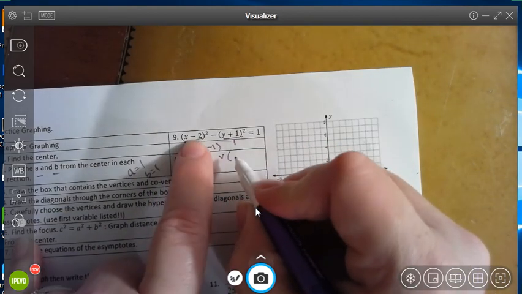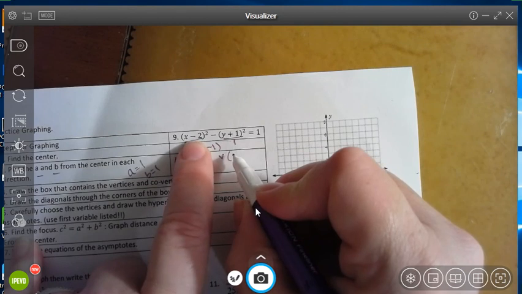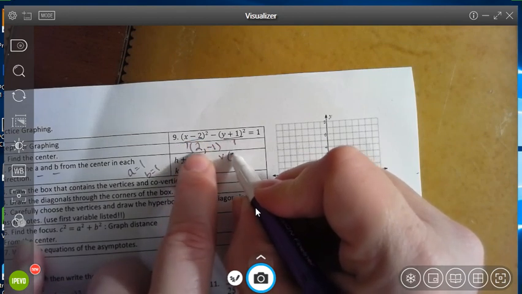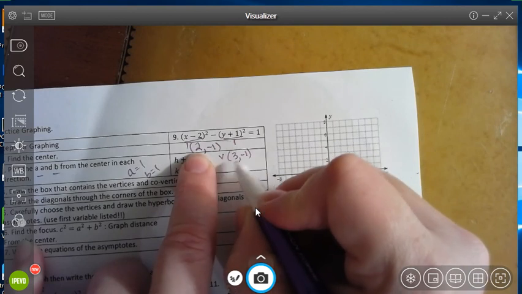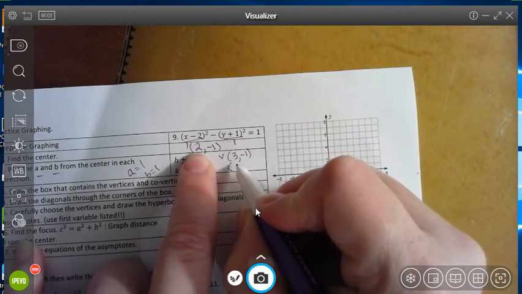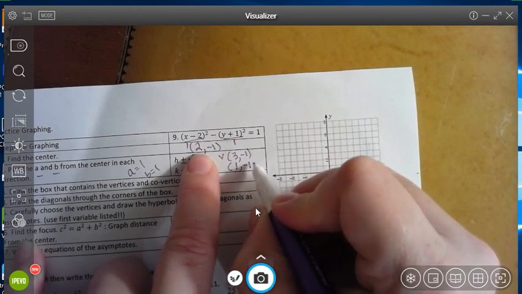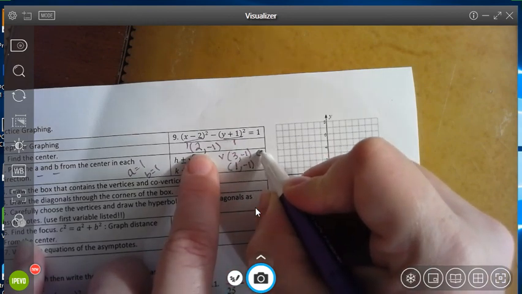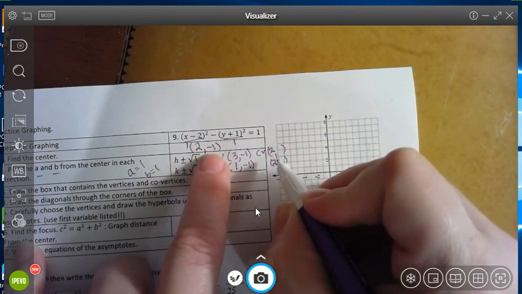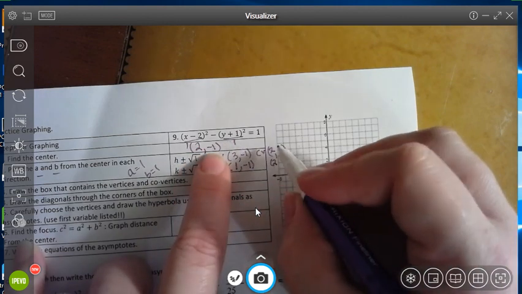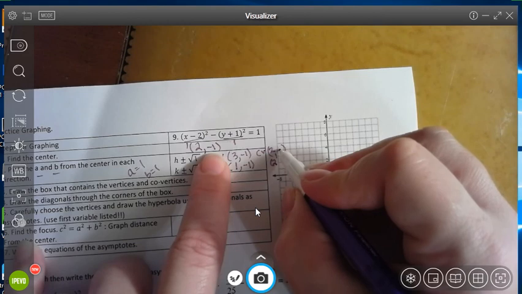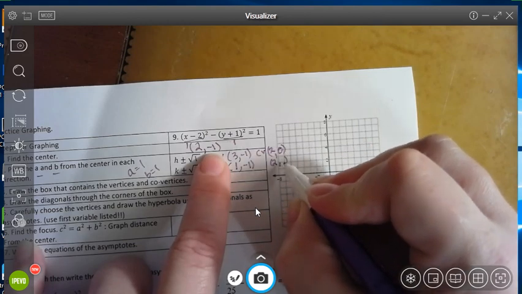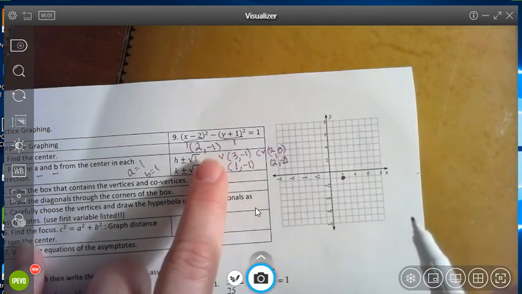So for the vertices, that means I will have 2 plus 1 is 3 and negative 1. And then a minus 1 is going to be 1, negative 1. And the covertices, the 2 stays the same. And the 1 changes by plus and minus 1. So negative 1 plus 1 is 0. Negative 1 minus 1 is negative 2.